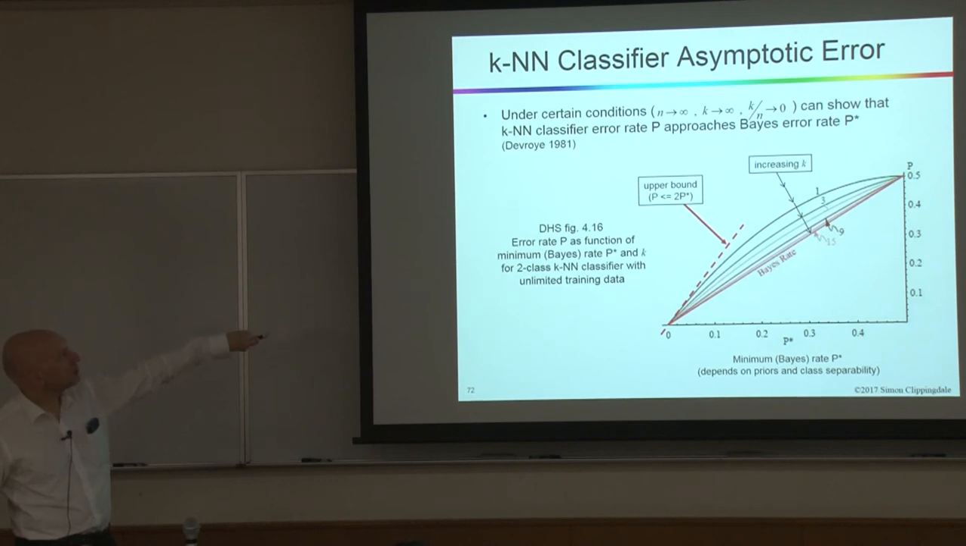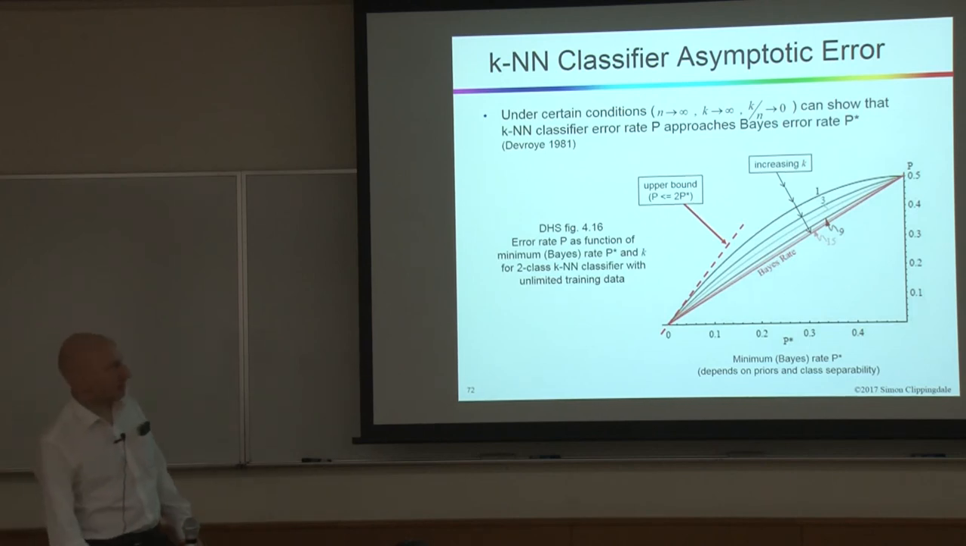And as you increase the number of training data and the number of samples that you take the majority vote among, and have this ratio 10 to 0, you can show that the error progresses down here like this, and it will arbitrarily closely approach the Bayes rate in the case of unlimited training data. So whether you can do that well depends on the priors and how separable the data is.